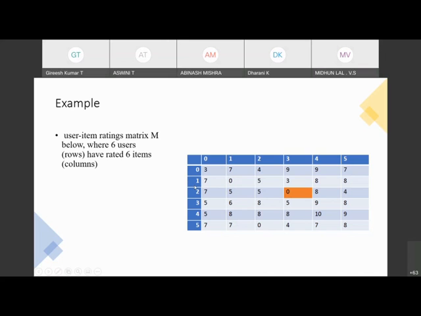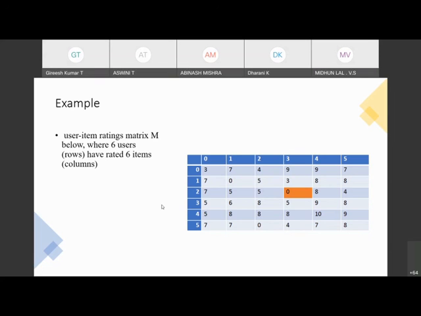Similarly for user 2, 3, 4, 5, and so on, they were given different ratings for different items. Now what you have to do is check whether user 0 and user 1 are similar, what about their behavior, and whether 0 and 2 are similar, 0 and 3, 1 and 2, 1 and 3, 2 and 3, etc.